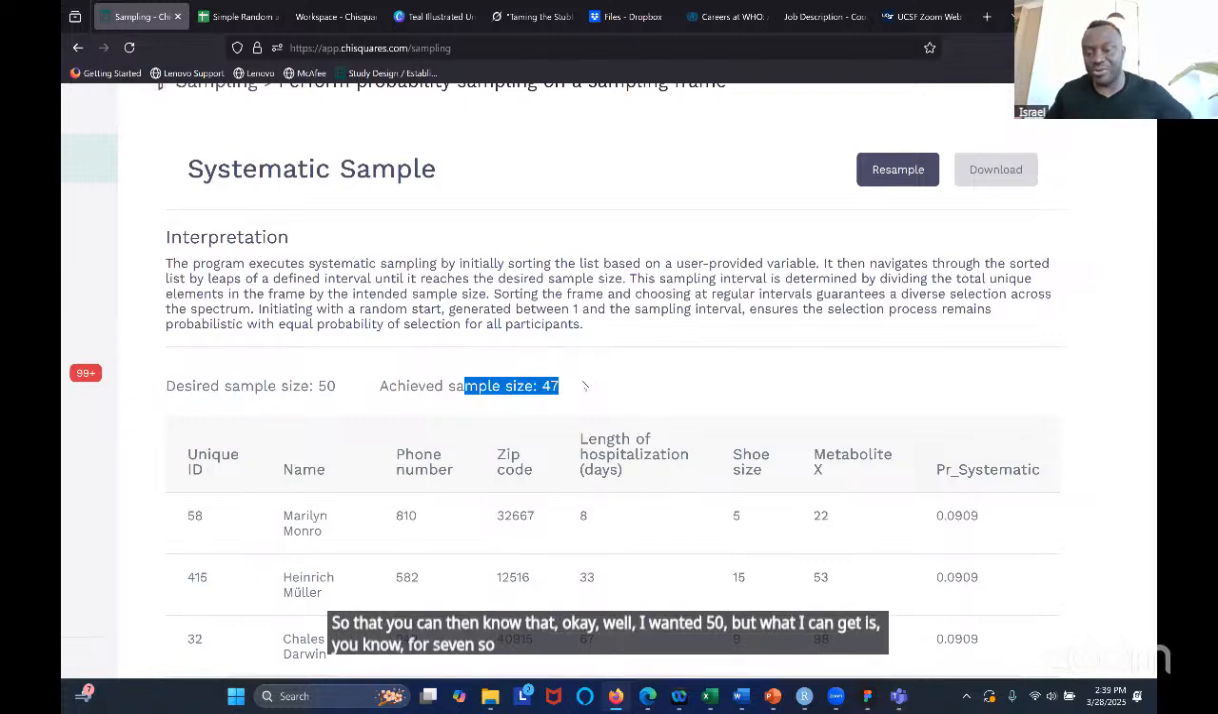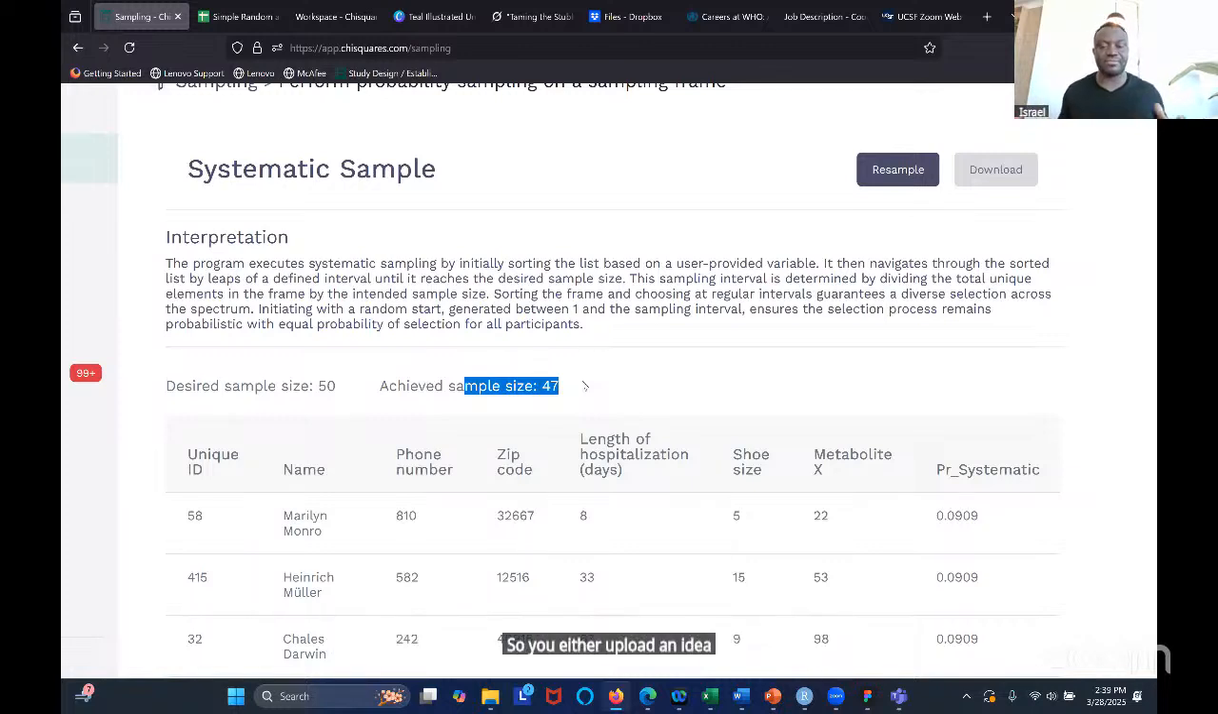So what can you do in that case? Well, when the desirable is not available, the available will have to be desirable. So you either upload a larger sampling frame, or you just take what you have. I hope that answers the question for you.